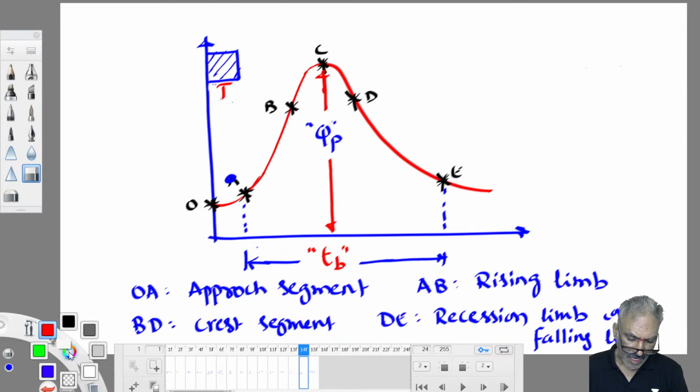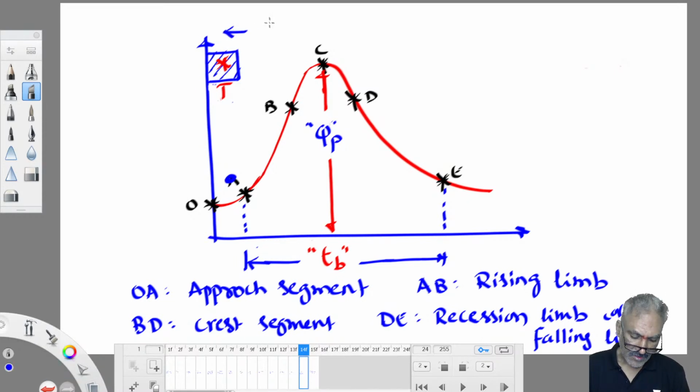Then from the center of storm to the peak of the hydrograph is called lag time. Center of storm to peak of hydrograph. This is called time lag, TL or TP. We call it lag time.